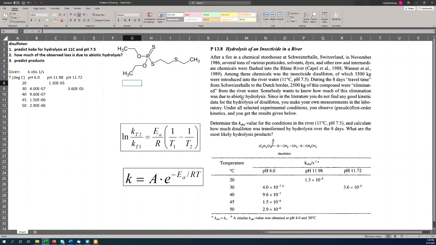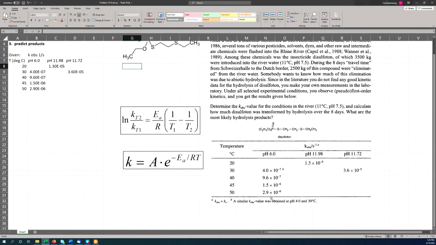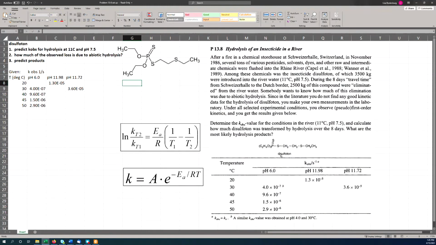And somebody wants to know how much of this elimination was due to just regular abiotic hydrolysis, meaning just reaction with the water. You don't have any good data in the literature, so you have to go into the lab and do some measurements of your own down here. And then the question is, in the conditions in the river, which are 11 degrees Celsius at a pH of 7.5, how much of the disulfoton was transformed by hydrolysis versus other mechanisms, okay?